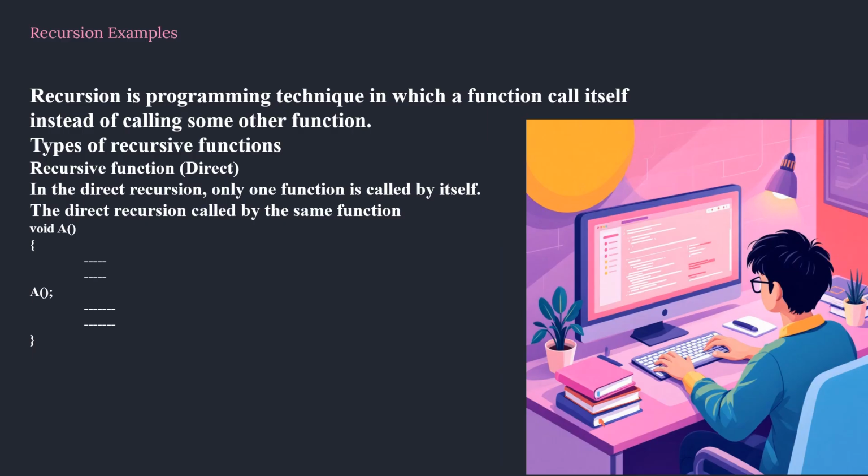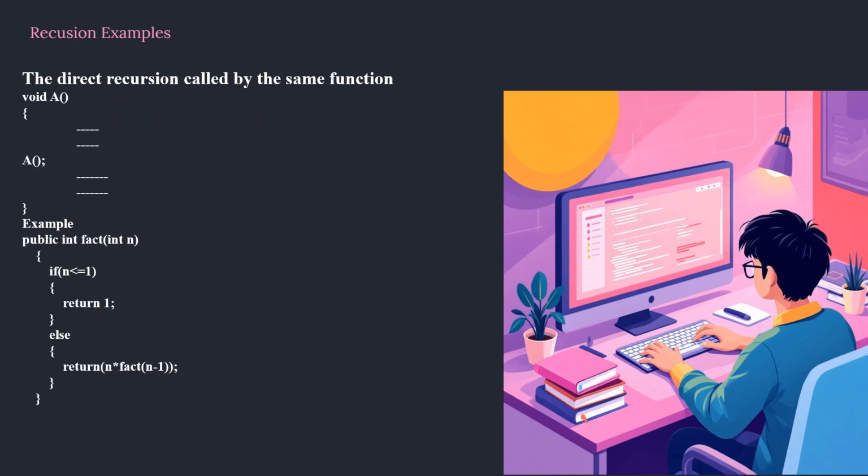Next, we have different types of recursion. Whenever a recursive function calls itself again and again in its body, it is called direct recursion. Direct recursion means the same function is calling itself in its body. As you can see here, in the body of A, the A method is called again and again. The second example is factorial once more. We are calculating the factorial of 5 by calling the method fact.